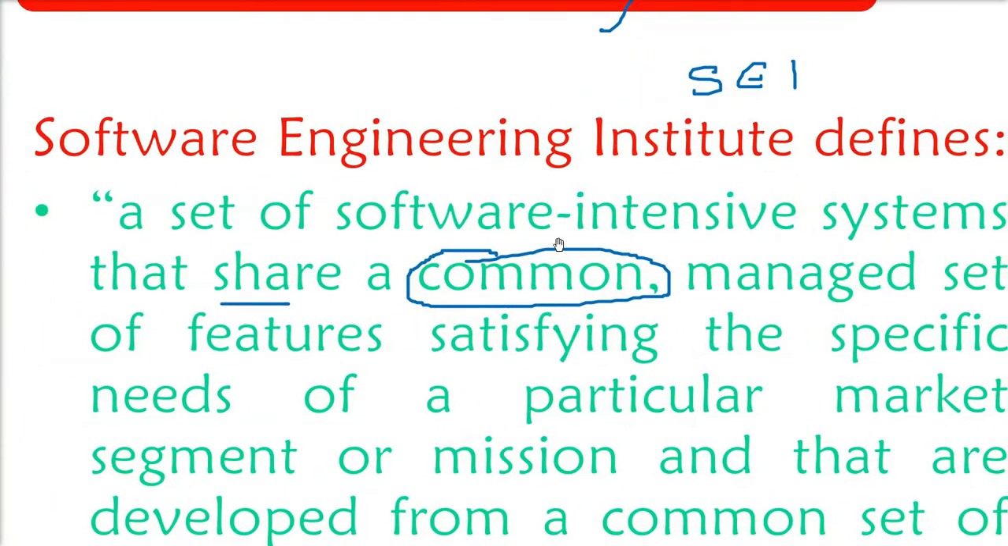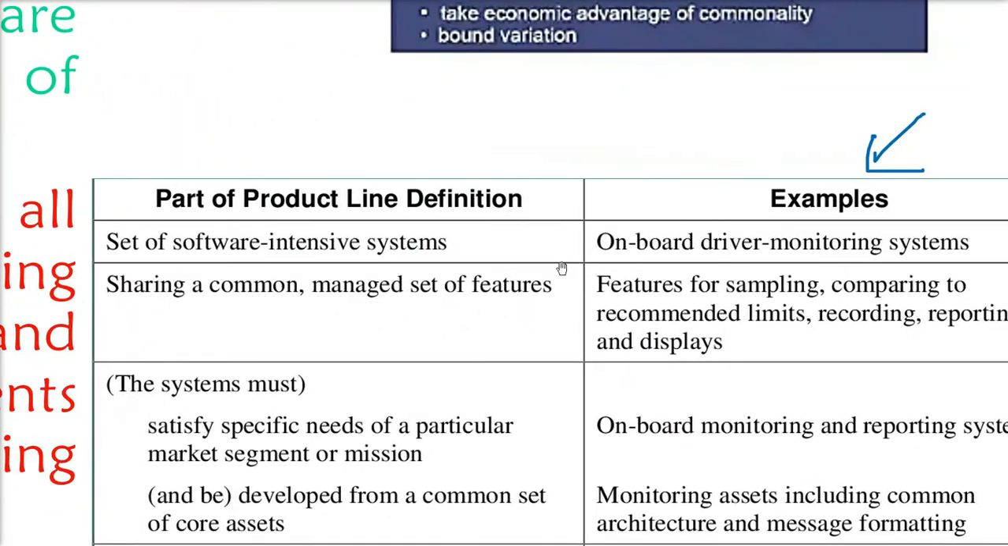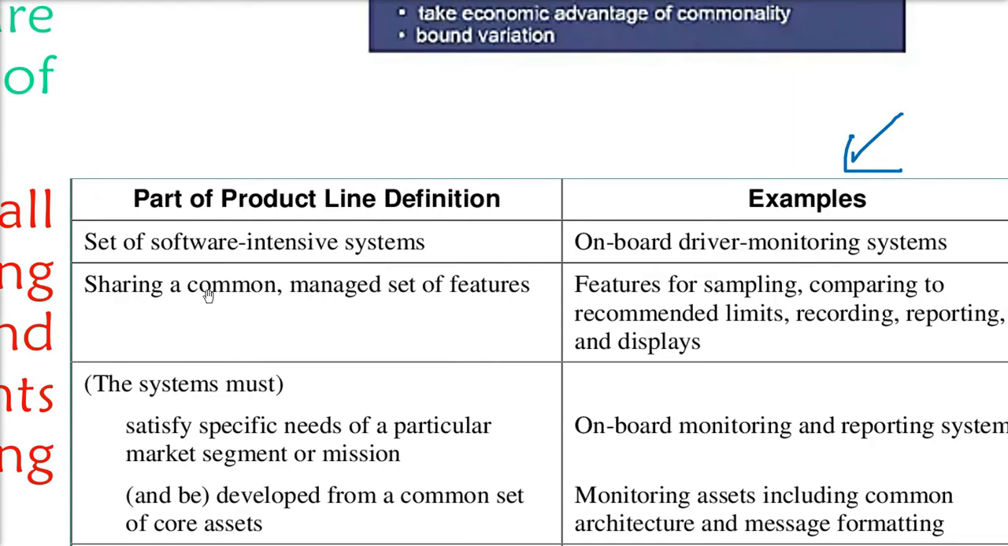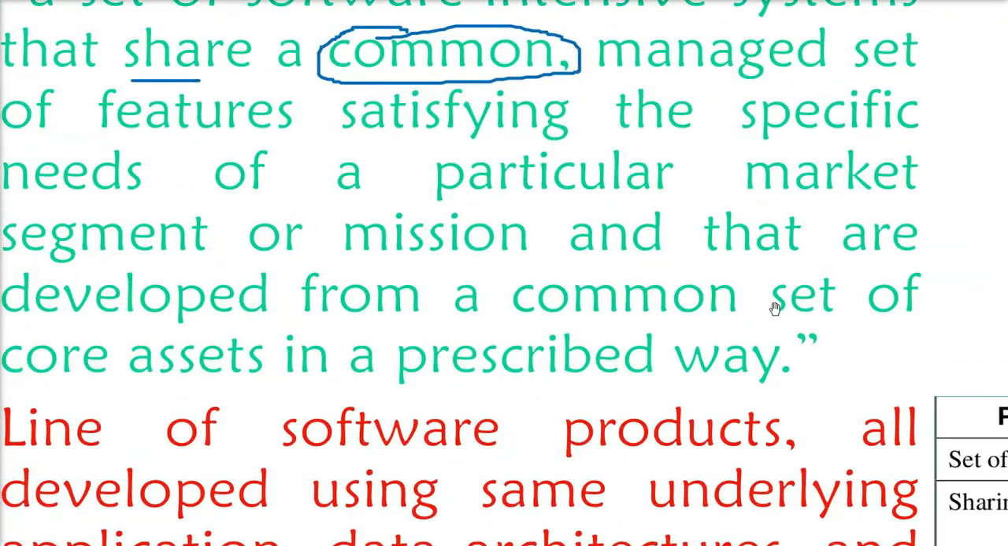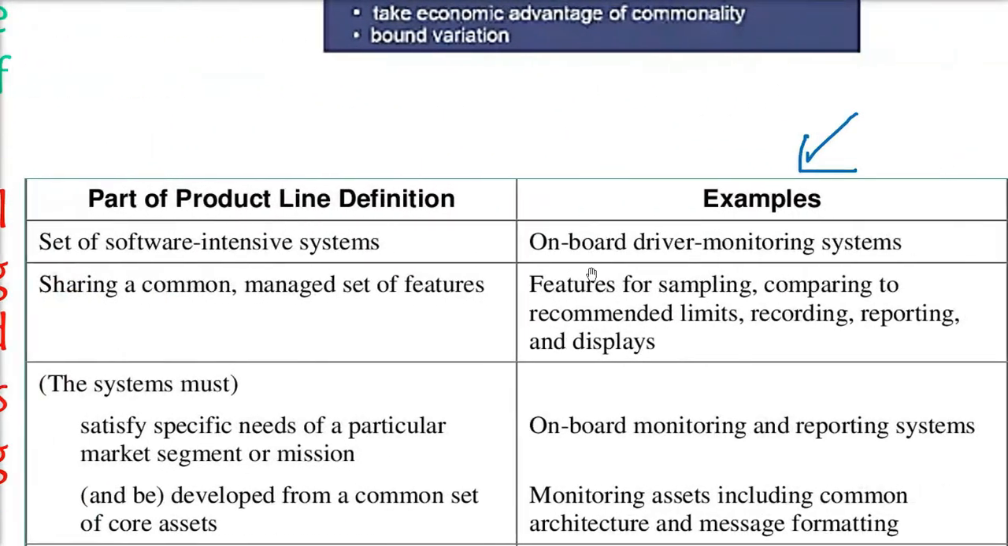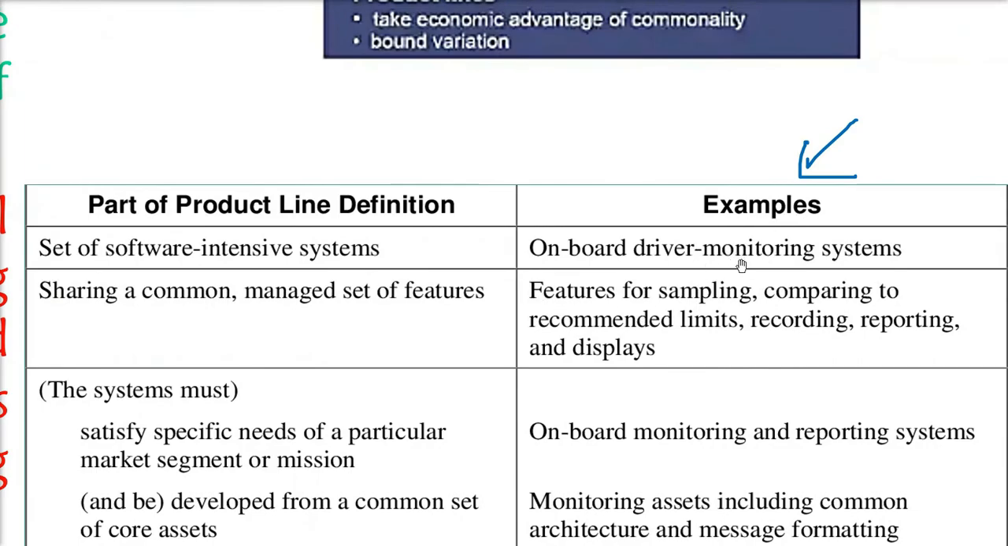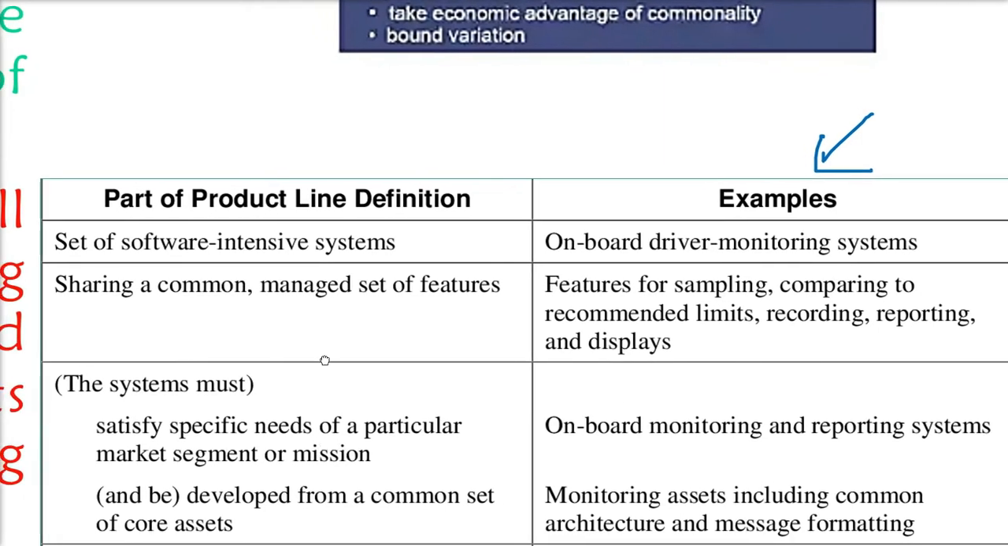Every part of the SEI definition we are going to cover here. First is a set of software intensive systems. What will that set be? All the systems, all the software you are going to make for onboard driver monitoring. This is an example. It can be in your Rogue, it can be Mercedes, it can be Volvo. The second thing in this definition is sharing a common managed set of features. Because you are talking about driving, there have to be some recommended limits. You may be able to record, report, and display. These are sharing a common managed set of features.